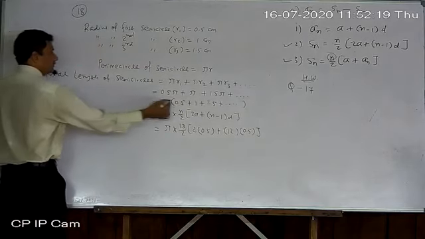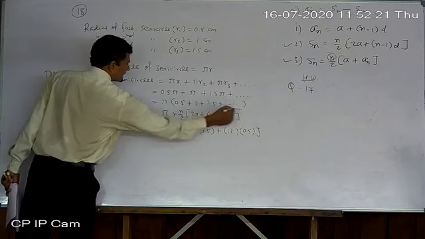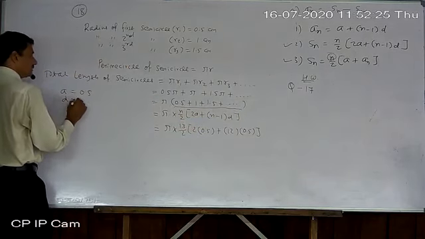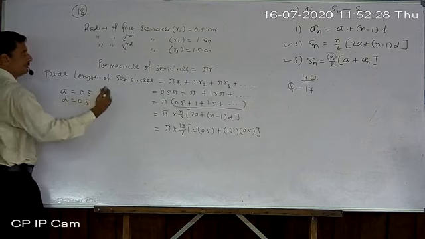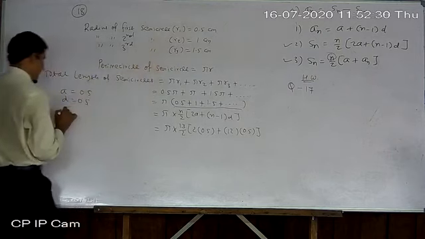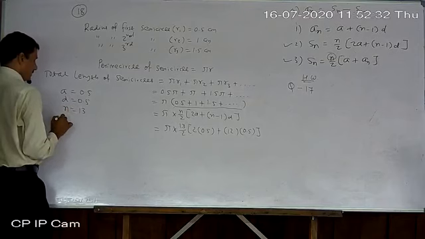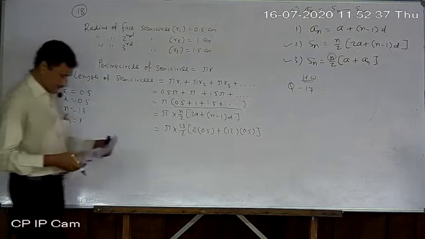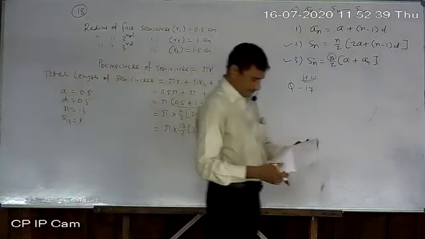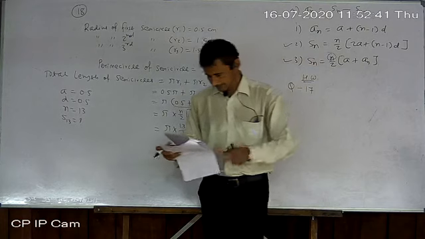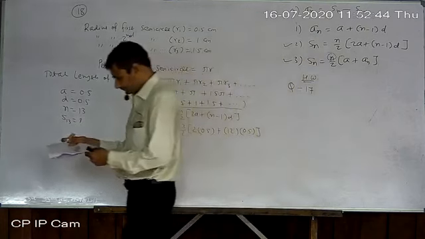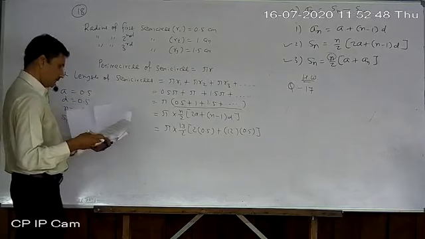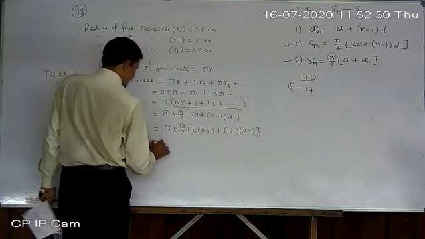a equals 0.5. Now look here, this is an AP, so a equals 0.5. d equals also 0.5. Why? Because it increases by 0.5 and the start is also 0.5. n equals 13, and yes, 13 is required. Why? Because 13 semicircles are there, that is given in the question. Okay, 13 is given. So now just simplify it.